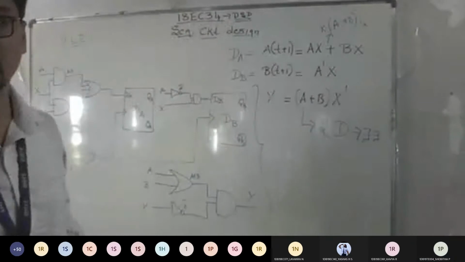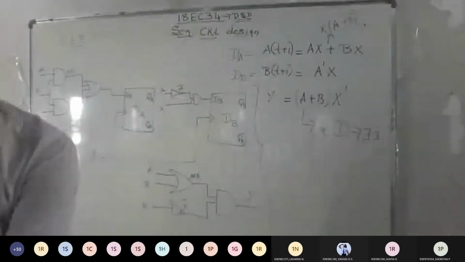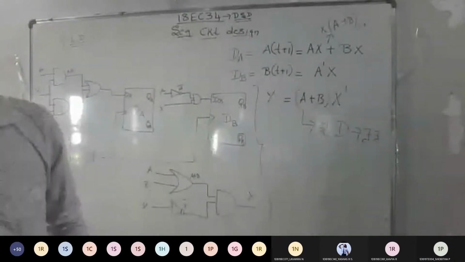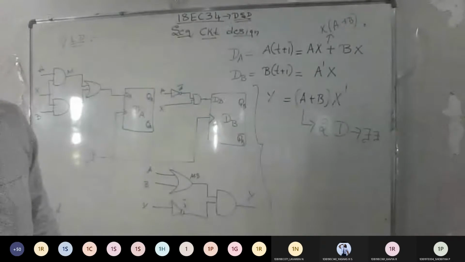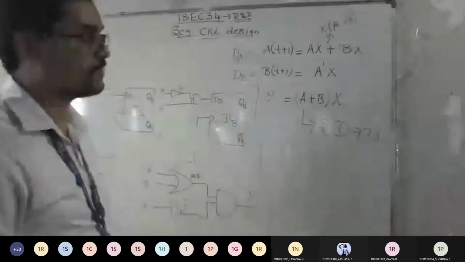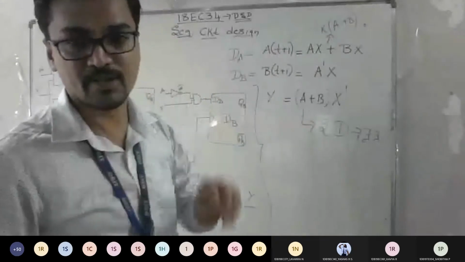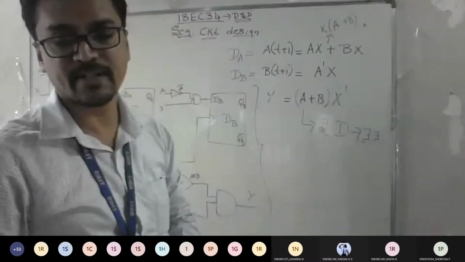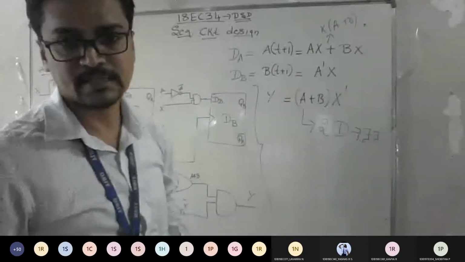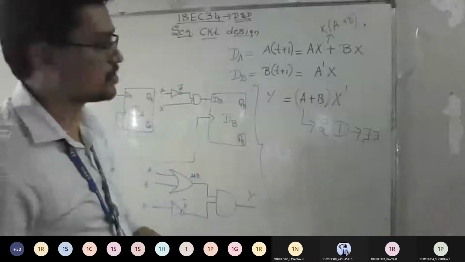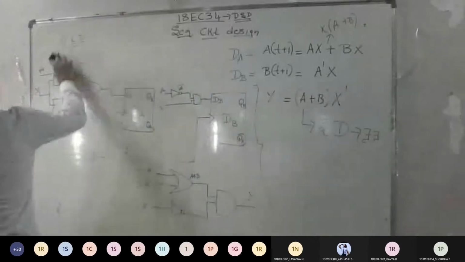So what is the next thing you want? You need to plot a state table. To plot a state table, they have already given the equations for you. If you want, you can do verification also using K-map, or go straight to the state table. So what does the state table tell?